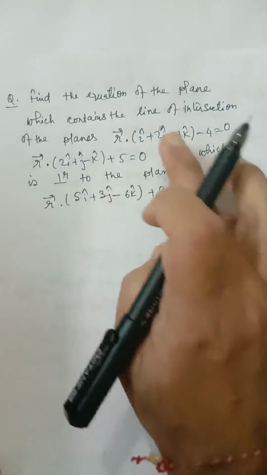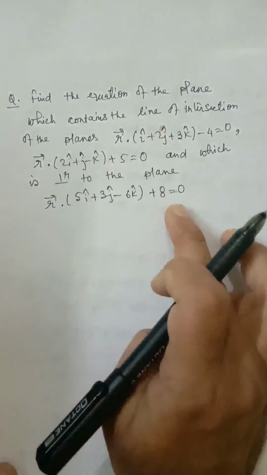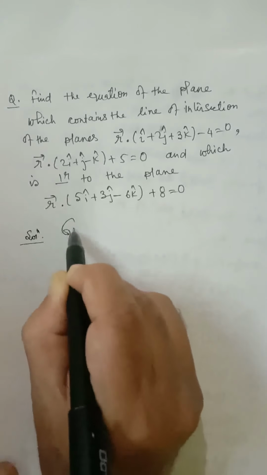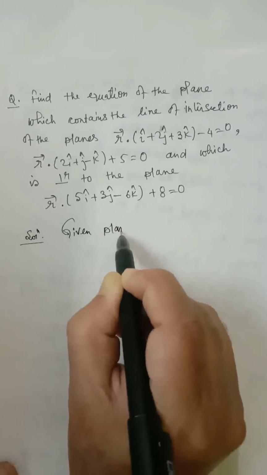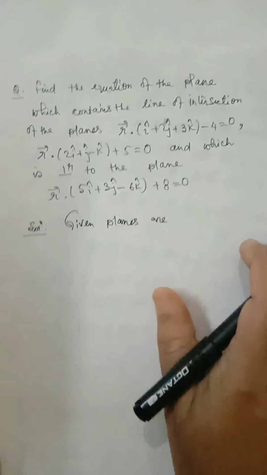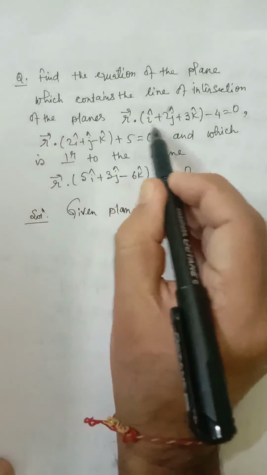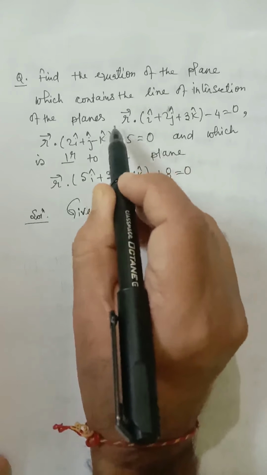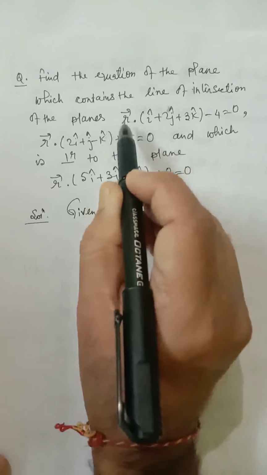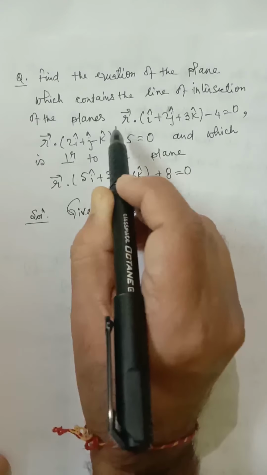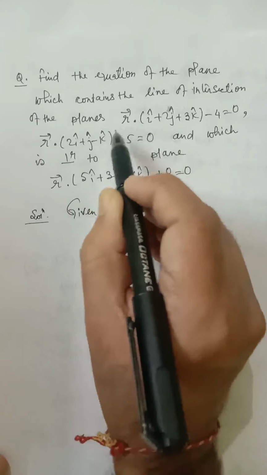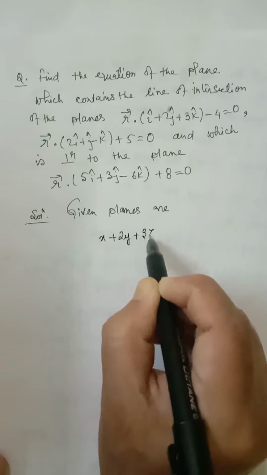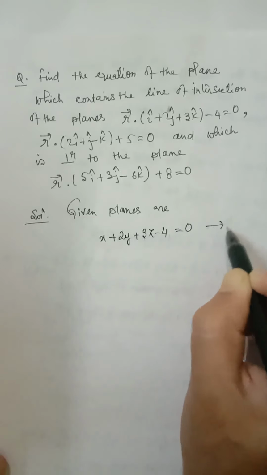So first of all, let me write the equation of the given planes in Cartesian form, one by one. The first plane: r vector dot (i + 2j + 3k) minus 4. Always you have to consider r vector as xi cap plus yj cap plus zk cap. If we multiply, we will get x + 2y + 3z minus 4 equal to 0. This is the first plane.